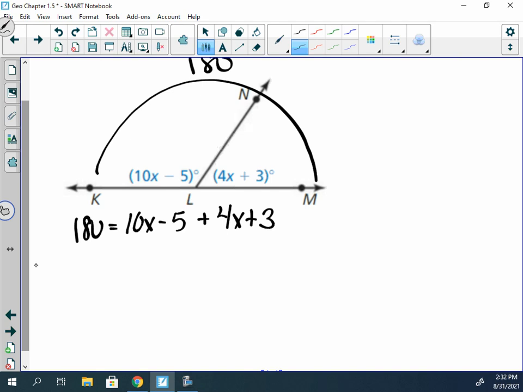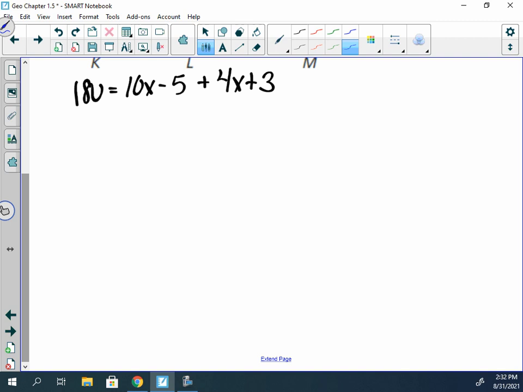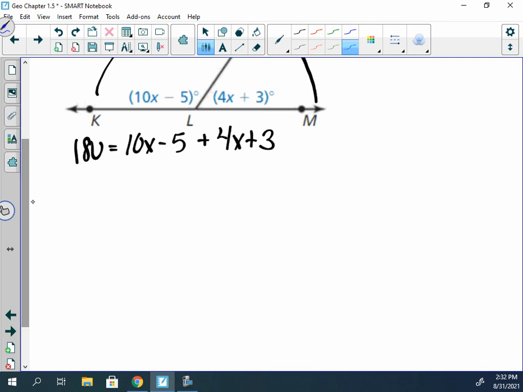That's because of our angle sum postulate from yesterday, which said the bigger angle is equal to the sum of the smaller ones that make it up. They add together to give me the whole. So 10x minus 5 and 4x plus 3, added together, will give us the whole angle of 180. The reason we're setting it up this way is that if I can find the value of x that makes this true, I can find the degree value for each angle.